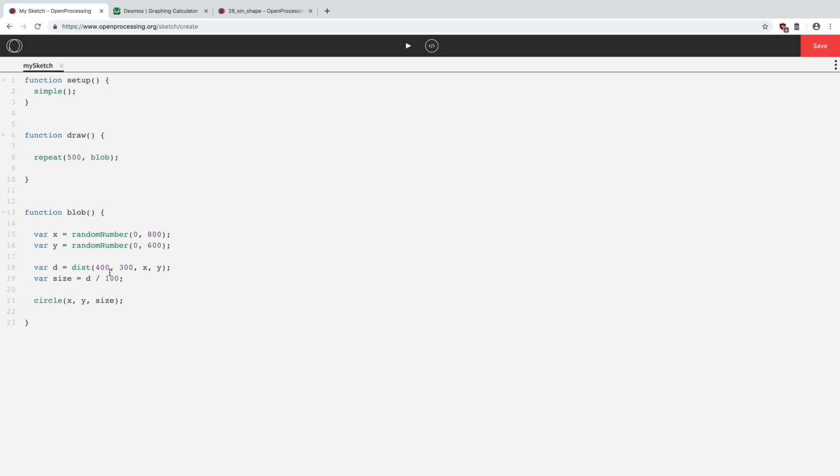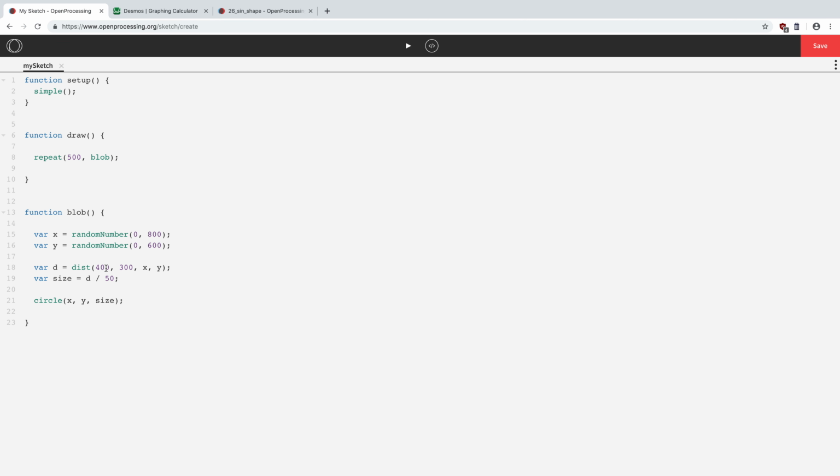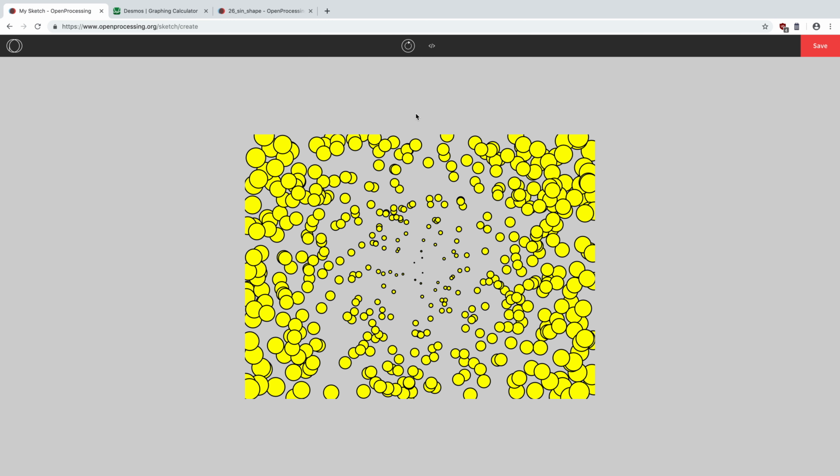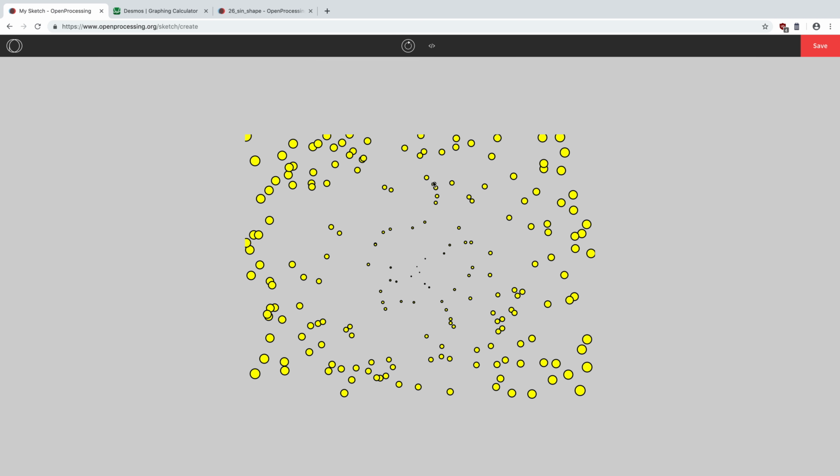But maybe I made them too small. Maybe I should divide it by 50, say. That's a bit clearer, isn't it? Let's say divided by 10. Yeah, that's kind of a, let's say divided by 20. If I don't draw so many, yeah, we can see that now.